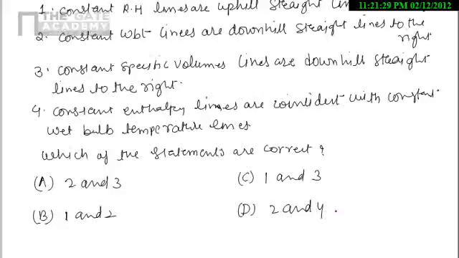So it's again a straightforward question, and in the psychrometric chart we have already defined all the lines, that is constant volume lines, constant enthalpy lines, constant wet bulb temperature lines. If you see option 2, constant wet bulb lines are downhill straight lines to the right, that is correct, and the constant specific volume lines are downhill straight lines to the right, this one is also correct. So from the given options, 2 and 3 are correct. So the correct option is A, 2 and 3.